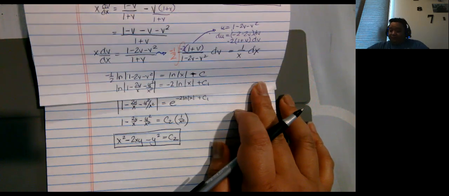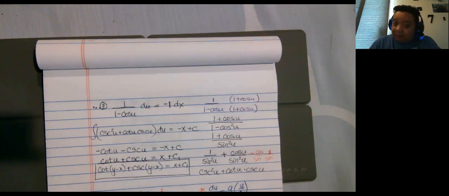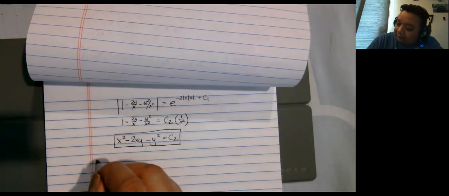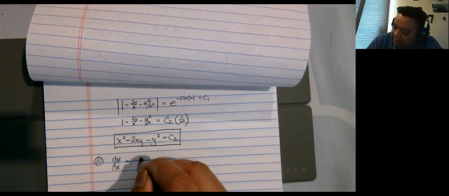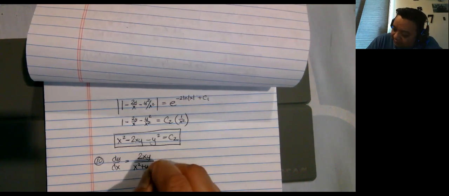All right, let's try another one. Okay, so example number 10. dy/dx is equal to 2xy over x squared plus y squared.